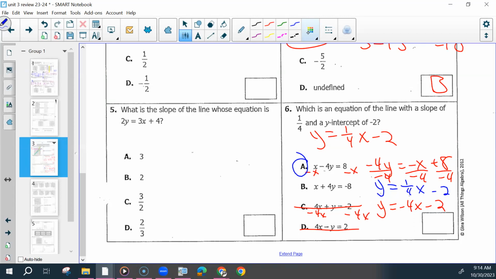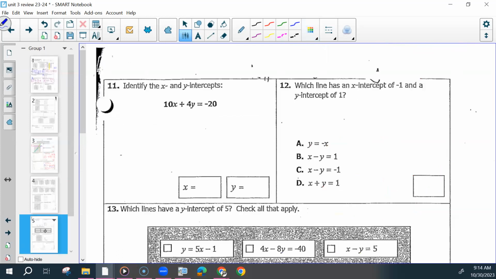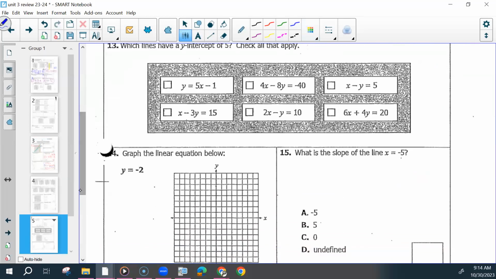Not the back of this page, but the next page. There's only one question that's slope related, and that's 15. Questions on that one?